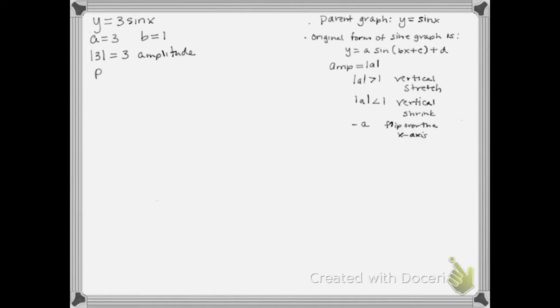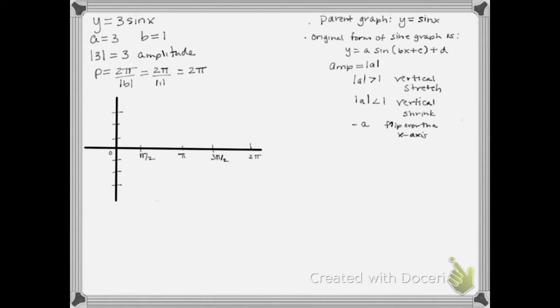Our period is 2 pi divided by the absolute value of b. Again, b is 1, so that would be 2 pi. All right, since my period is 2 pi, my y equals 3 sine x graph will have the same angles as my parent function. So I'm going to go ahead and actually draw those angles on a coordinate plane.